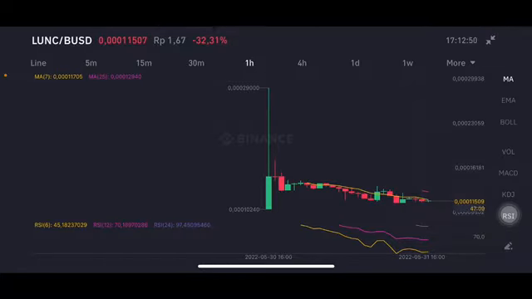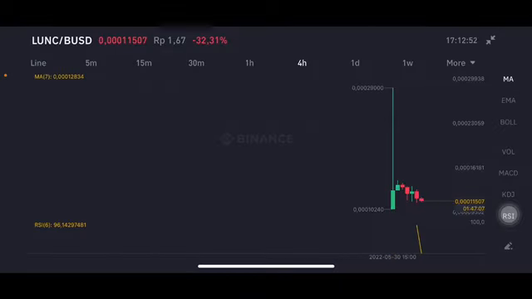Bad for it, right? We're gonna go to the 4-hour chart here. Still bad, a red bar like this, but if they break below again, 0.0001024 US dollar should be really, really bad. And as you can see here, it's already a 32% correction.